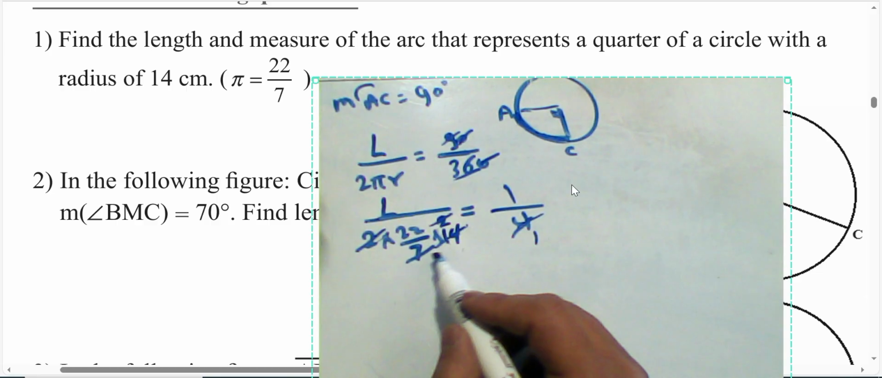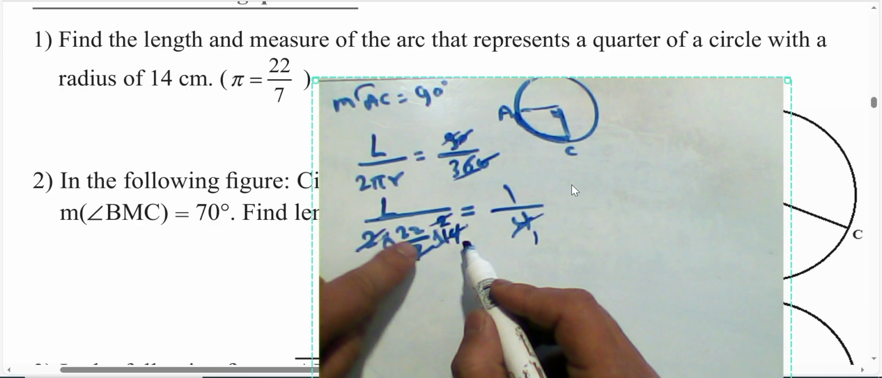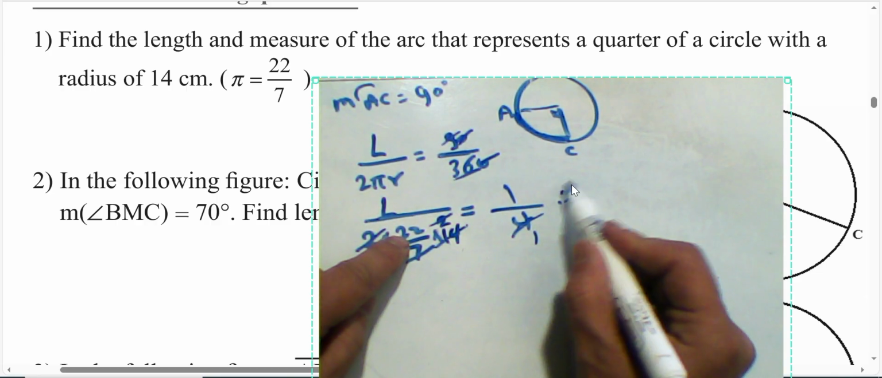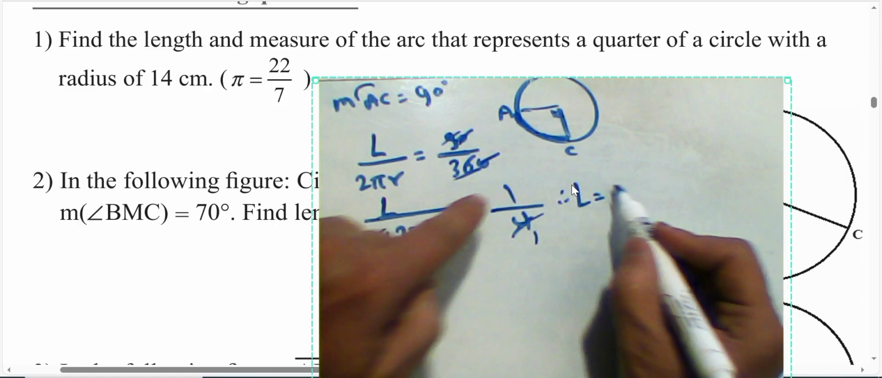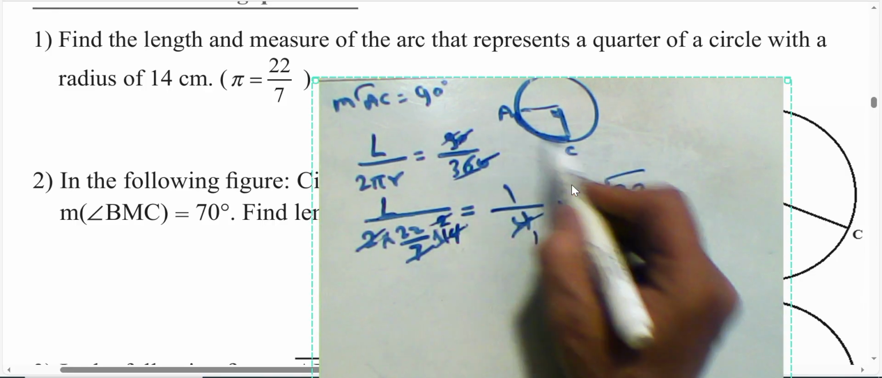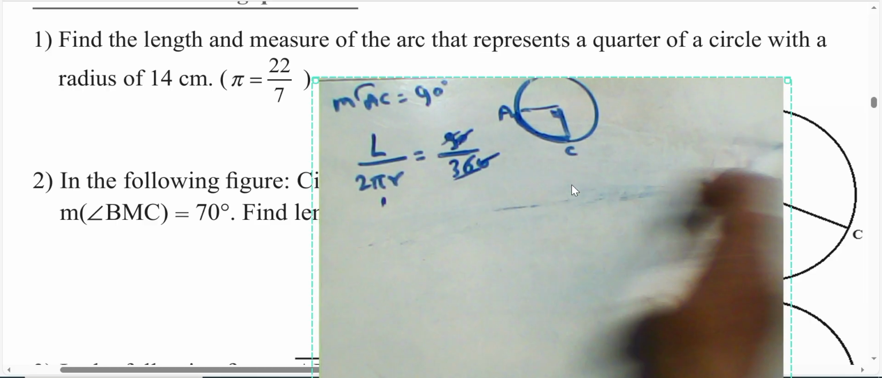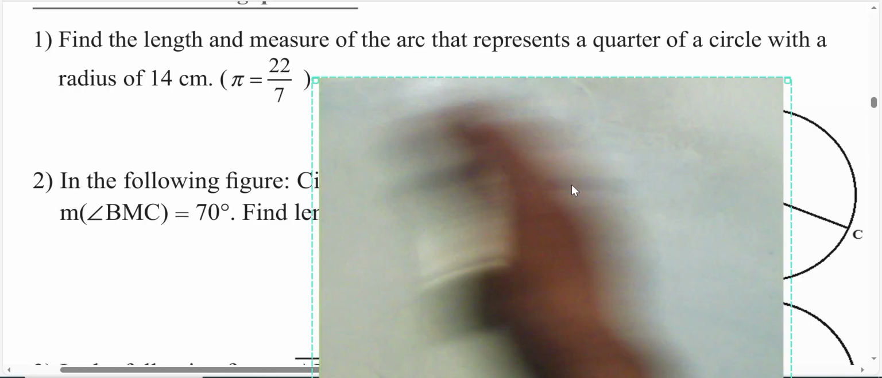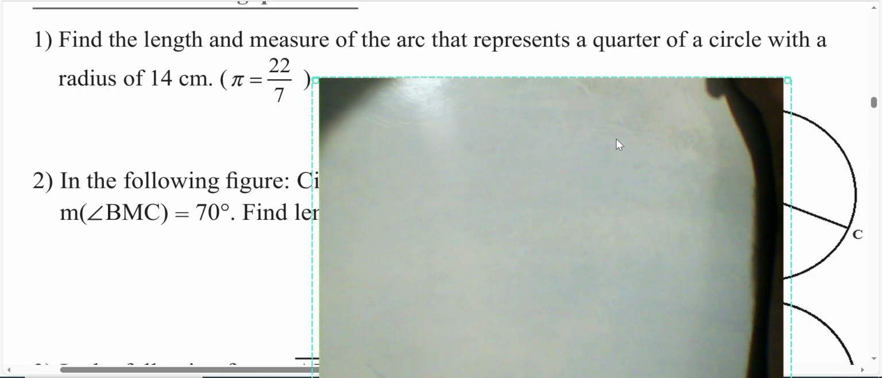Then the answer here will be 22. Then the length will be 22 times 1. It will be 22 centimeters. The length of the arc will be 22 centimeters. Next question.